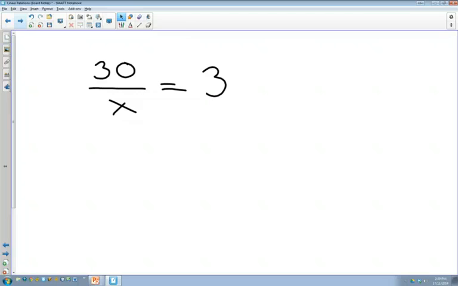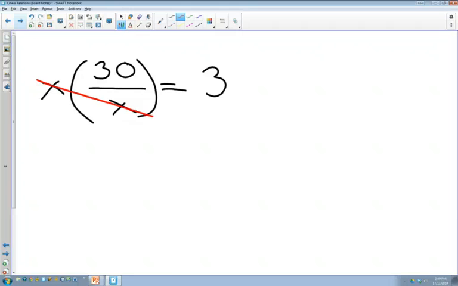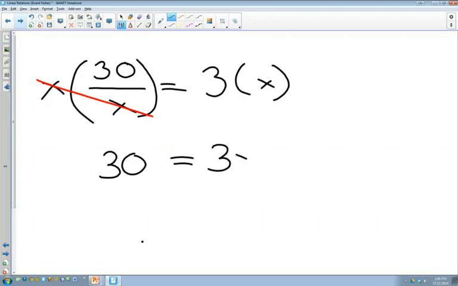We don't stop. To get rid of this fraction, we multiply by the denominator. And guess what that does? In this case, it removes the x. And I'm left with 30. But wait a minute. What I do to one side, I have to do to the other. So now I multiply this by the denominator. And I'm left with that.